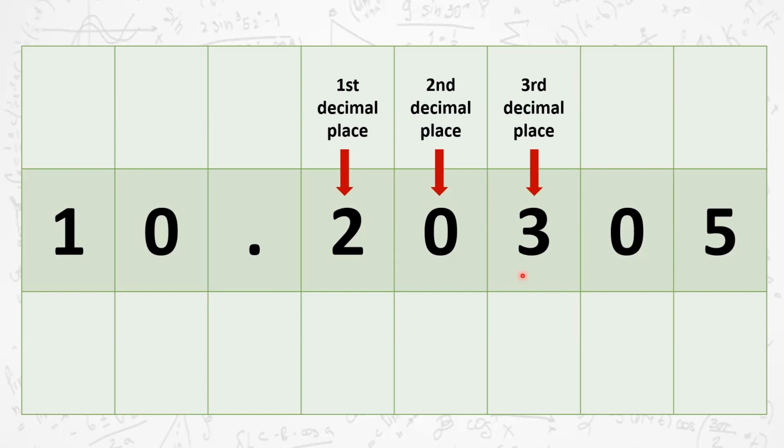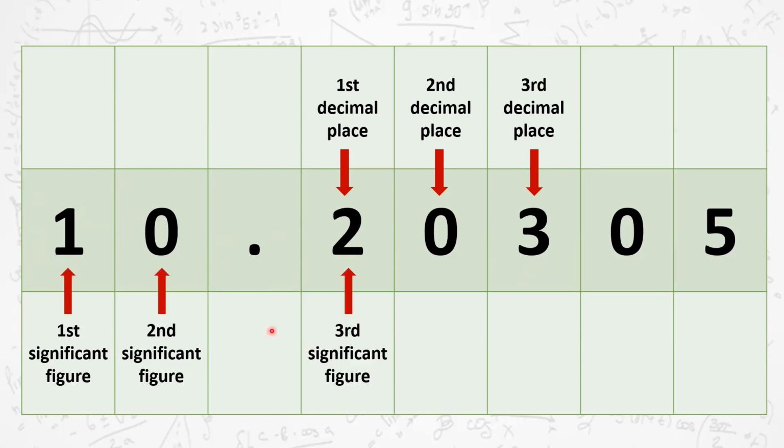If we were looking at the significant figures, we need to count from the first non-zero digit, which is the 1 here. So 1 will be my first significant figure. 0 will be my second significant figure. 2 will be my third significant figure.